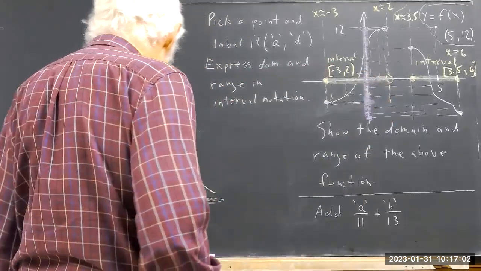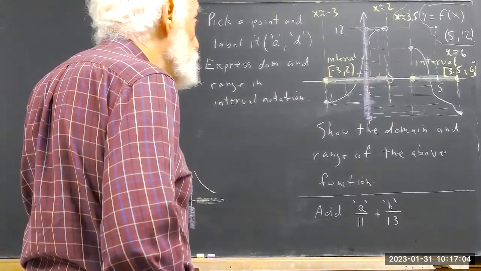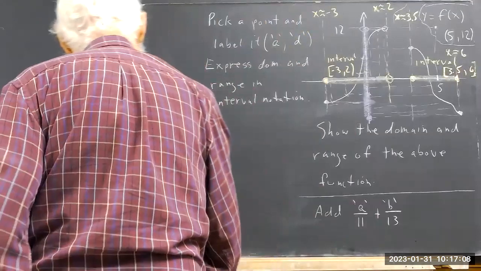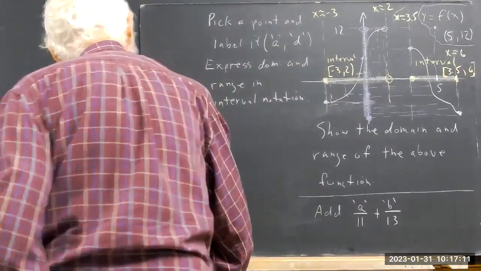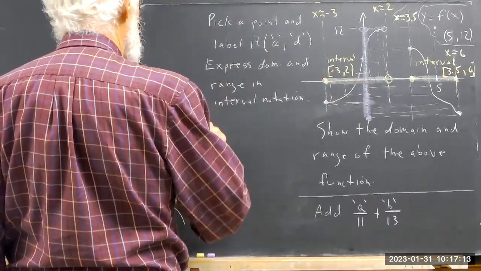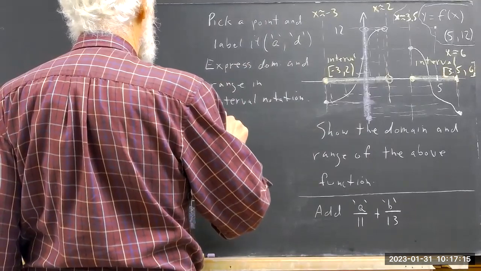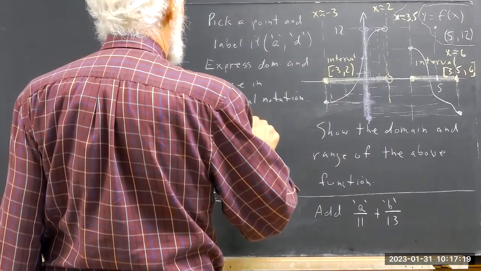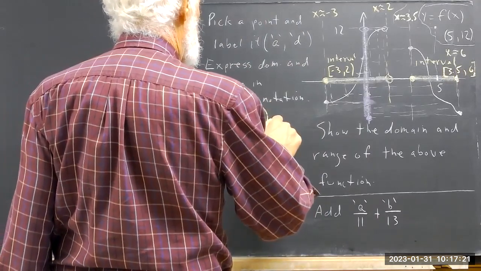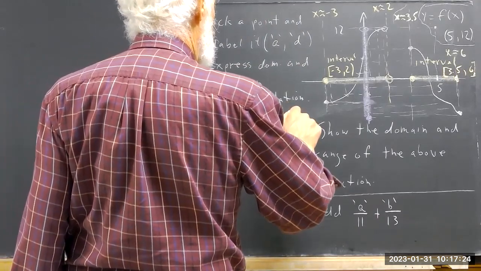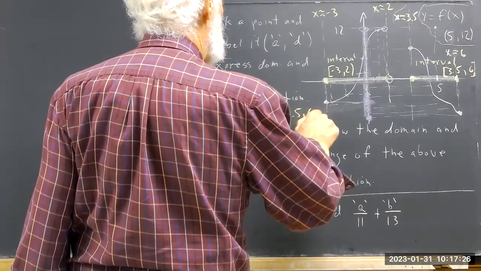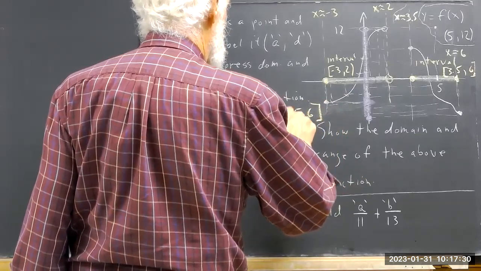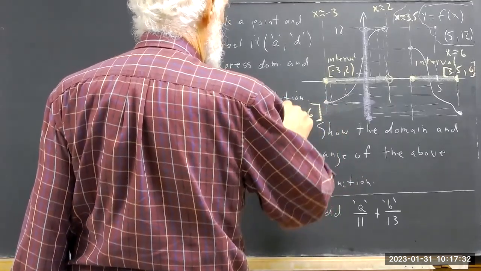All right. Then we can say that the domain is approximately -3 to 2, union 3.5 to 6. That should be a bracket, not a parenthesis. Okay.